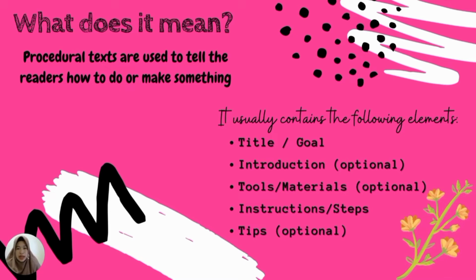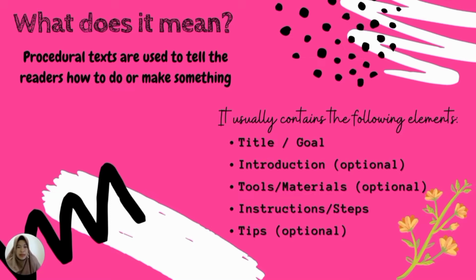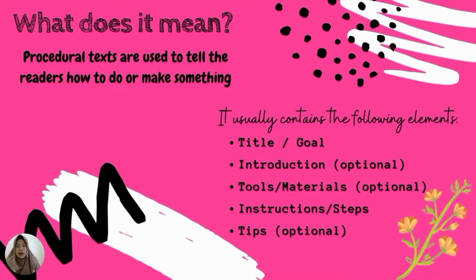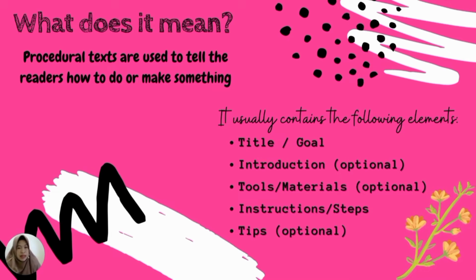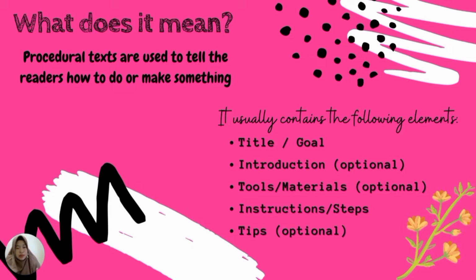And then the introduction, but the introduction is optional. It can be, or it cannot be, in a procedural text. And then tools or materials. Tools or materials are also optional. It depends on the kind of explanation that we want to share with the readers. If we want to explain how to make an omelette, then of course at first we have to explain the material or the tools that we need to make an omelette.